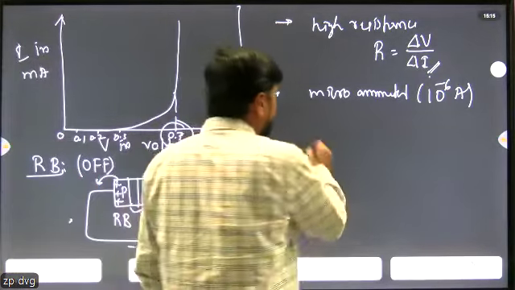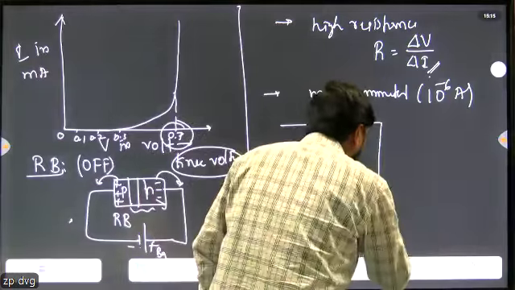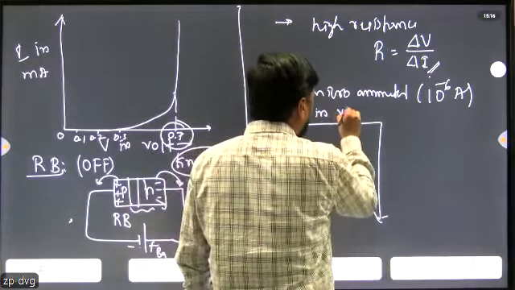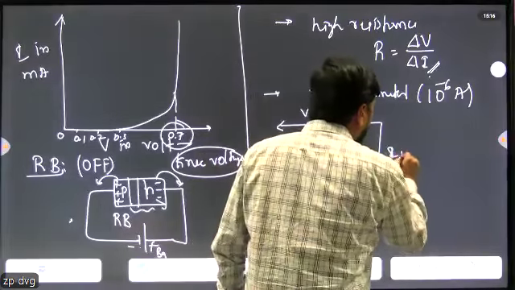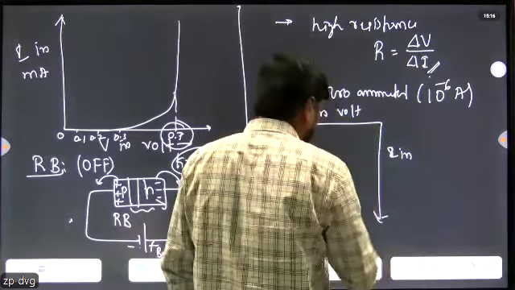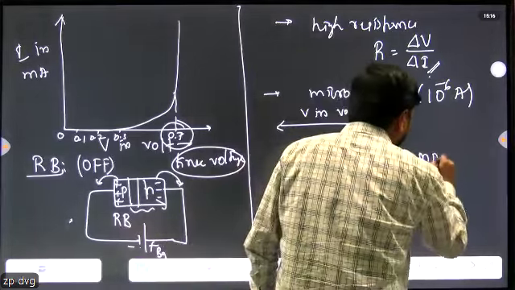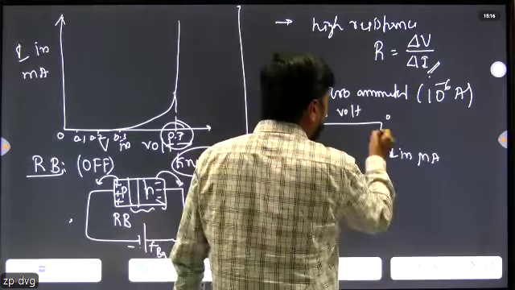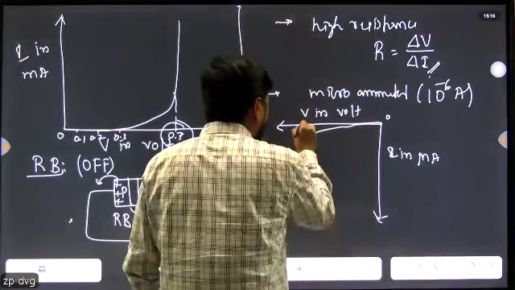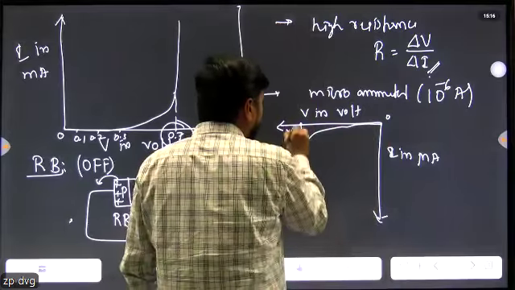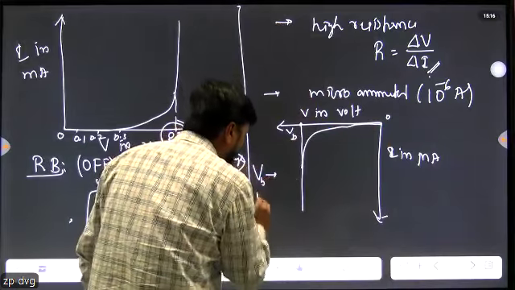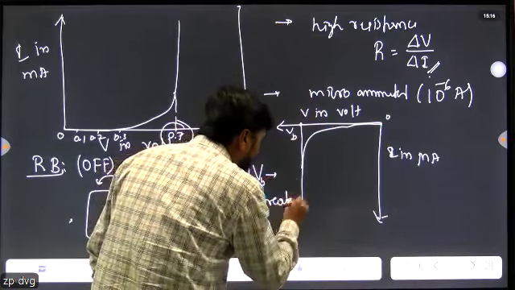In case of reverse bias, we can plot a graph in the third quadrant: voltage V in volt and I in microampere. Increase the biasing voltage, and the current increases exponentially at a particular biasing voltage. A particular biasing voltage, name it as VB. What do you call that? VB is the breakdown voltage.